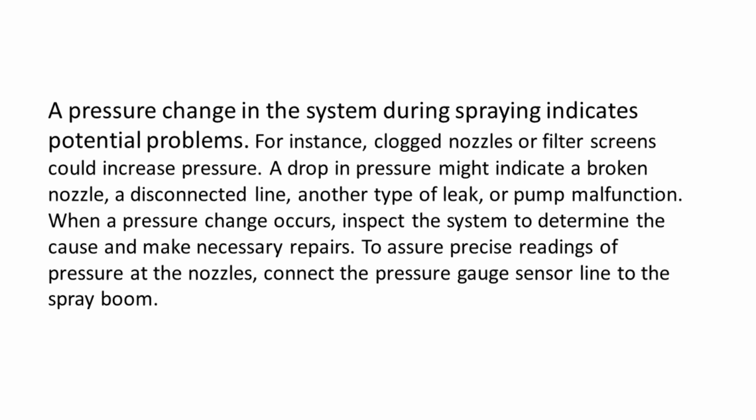A pressure change in the system during spraying indicates potential problems. For instance, clogged nozzles or filter screens could increase pressure. A drop in pressure might indicate a broken nozzle, a disconnected line, another type of leak, or pump malfunction. When a pressure change occurs, inspect the system to determine the cause and make necessary repairs. To assure precise readings of pressure at the nozzles, connect the pressure gauge sensor line to the spray boom.